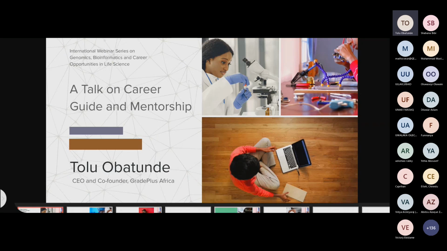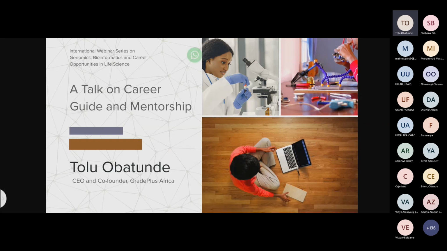Okay, so I'm going to be sharing on career guide and mentorship, basically streamlined to life sciences, even though I may take it a little bit deeper. It's going to be an exciting time to discuss this particular topic, because it's a major topic in anybody's life. So my name is Tolu Abatunde, and I am the CEO and co-founder of Great Plus Africa.